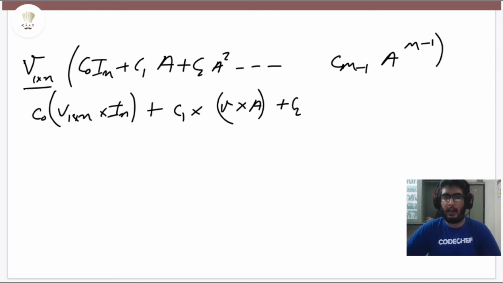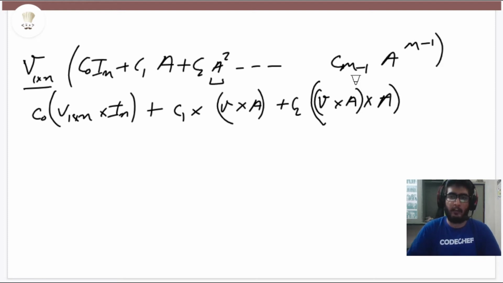the way we avoid multiplying matrices in this A square term is by this. We first multiply the vector with A, right? This is going to take big O of n square time. Multiplying a 1 by n vector by an n by n matrix is going to take n square time. And once we get that 1 by n vector, we multiply that vector with A as well, right? This is also going to take big O of n square time. So in a sense, each matrix multiplication now is taking big O of n square time instead of big O of n cube time. You can compute the rest of the terms similarly.